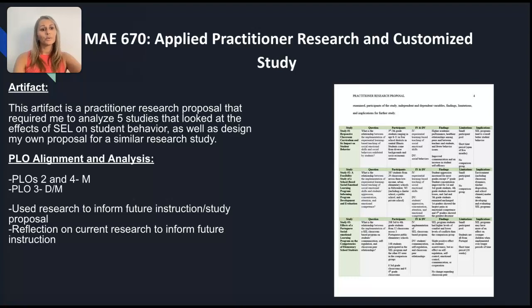I aligned this to PLO 2 since I had to take into account learner characteristics when designing my own research study proposal. And I also aligned it to PLO 3 since I had to use that research to inform the study. I used what I learned from the studies to make my own study. And then finally, I aligned it with PLO 4 because I had to reflect on that current research and use that to inform future classes, so SEL lessons and studies. So this one was a really nice one to master PLOs 2, 3, and 4 for me.